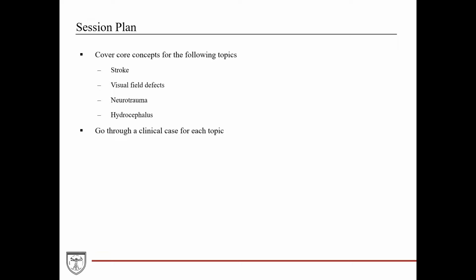All right, so now that we've gone through the background on the company and who we are, the session plan today is we're going to cover the core concepts for the following topics. Neuroanatomy is too broad of a topic to cover in one session, so I'm going to focus on these four because these tend to show up a lot on exams: stroke, visual field defects, neurotrauma, and hydrocephalus. And then after we go through the core concepts for each of these, we'll have a nice clinical case for each of them at the end.